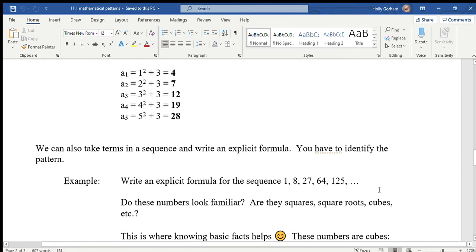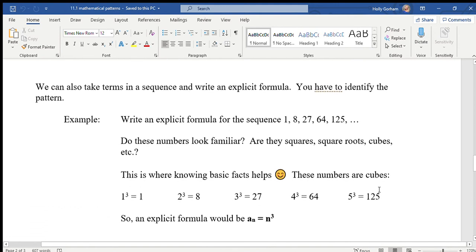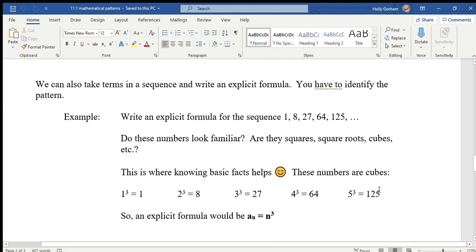Now, I could also give you the terms of a sequence and ask you to write an explicit formula. What you have to be able to do is identify the pattern. So in the first example, it says write an explicit formula for the sequence 1, 8, 27, 64, 125. What you have to be able to do is look at these numbers and think, okay, am I adding something every time? No. Am I multiplying something every time? No. So then what kinds of numbers might these be? Do I recognize them? Might they be squares? Are they square roots? Are they cubes? And maybe this is where knowing basic facts would help.